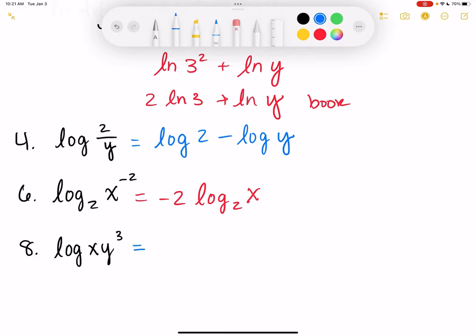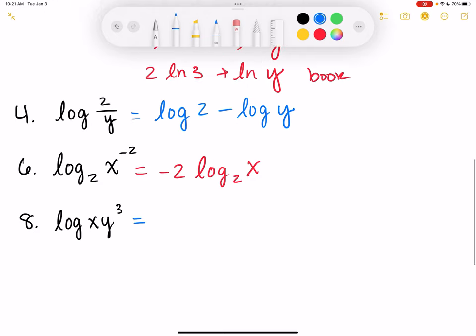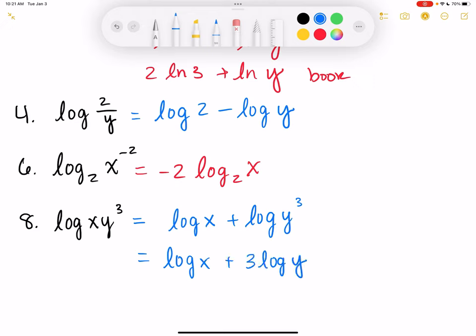So we would have log of x plus log of y cubed. That cubed is going out front, so this would be log of x plus 3 log of y. So I'm okay with you going straight to here, but it does have to be simplified all the way. There should never be a power left inside the log.